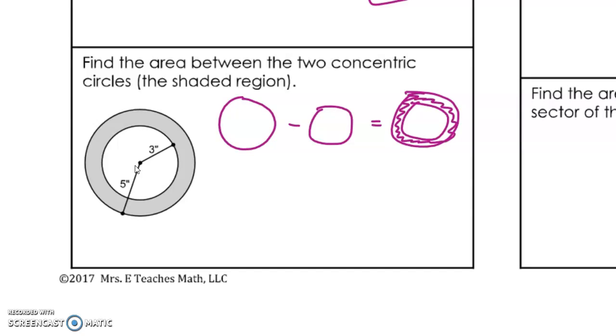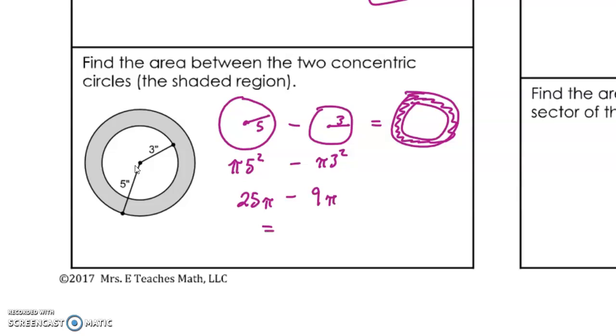Bigger circle, cutting out the middle. And when you cut something out, that's like subtracting. So the bigger circle, the radius is 5. The smaller circle, the radius is 3. So the big circle is pi r squared, that's 25 pi. Minus the smaller circle, pi r squared. 3 squared is 9, so it's 9 pi.